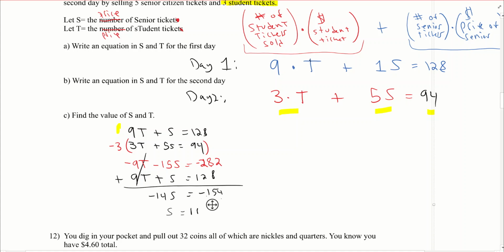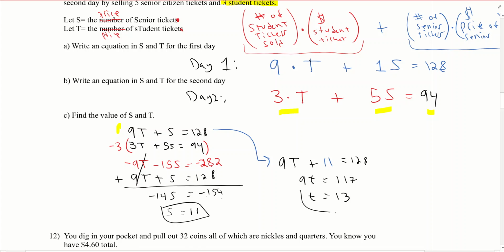number of adult tickets sold, I just take that and plug it back into one of my originals. So it's going to be 9t plus that 11, right? I'm plugging into this equation, equals 128. So 9t equals 117, and so t equals 13, right? So the number of adults was 13, the number of students was 11. And in this case, you don't really need to write it as a point. You're just giving 2 separate things, like the value of S is this, the value of T is that.